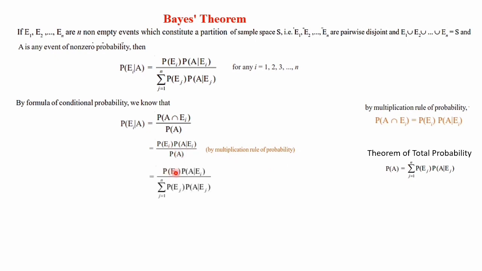Just substitute by replacing P of A. In the numerator it is the same, that is P of Ei into P of A given Ei. In the denominator, P of A will change by using the total probability formula, that is sigma j equal to 1 to n P of Ej into P of A given Ej. So this is the Bayes' theorem formula.